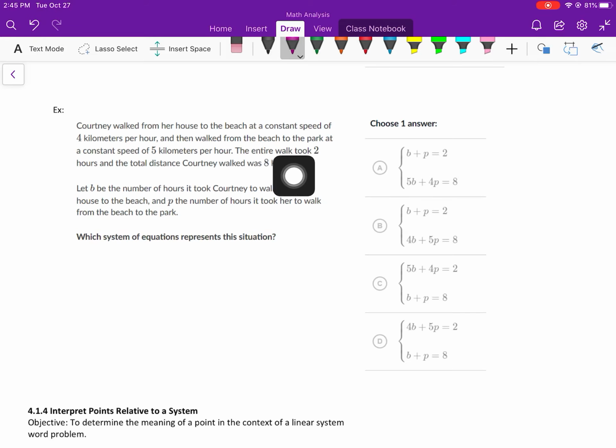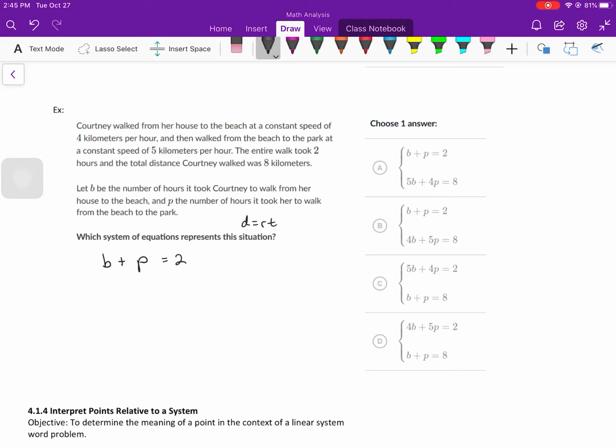So we know this entire walk took 2 hours. So that means if you were to take B plus P, that's the total time, because B represents the hours, P represents the hours. That total time is 2 hours. Oh, wait, my 2's are looking worse and worse. That looks better. I should just go with the classic 2, right? Now, what about distance? We know the distance was 8 kilometers. Well, we have a rate. Distance equals rate times time, right? Distance equals the rate times the time, which makes sense.